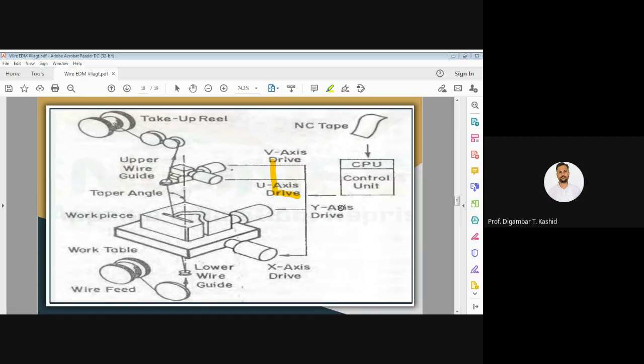So there is a cut off protection circuit also. So for that purpose, again, to maintain that interelectrode gap, we need some servo system. So all this controlling should happen through your CNC controlling.